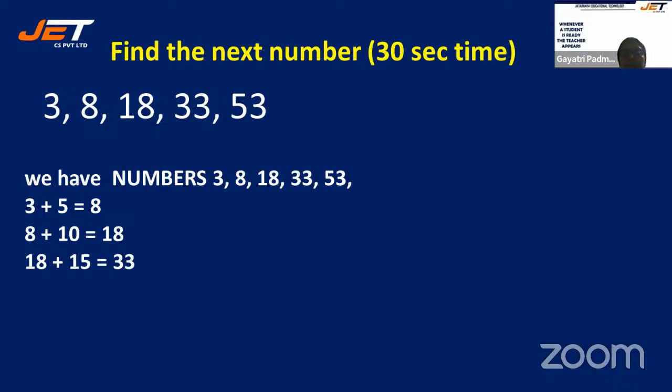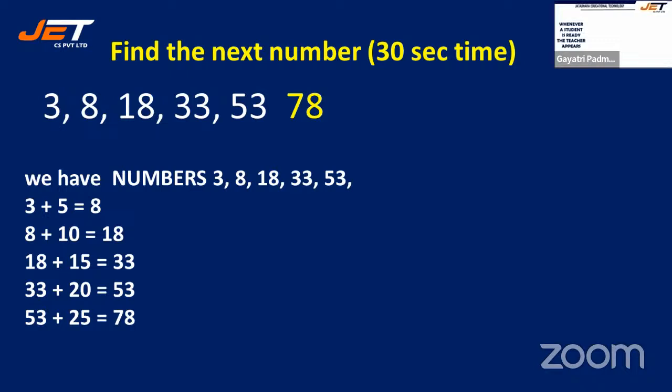Next, from 18, if you add what number, you will get 33? You should add 15. Next, from 33, if you add what number you will get 53, you should add 20. So see the series. You have 5, you have 10, you have 15, you have 20. Next, you have 25. So what should be the next number? It should be 30, isn't it?